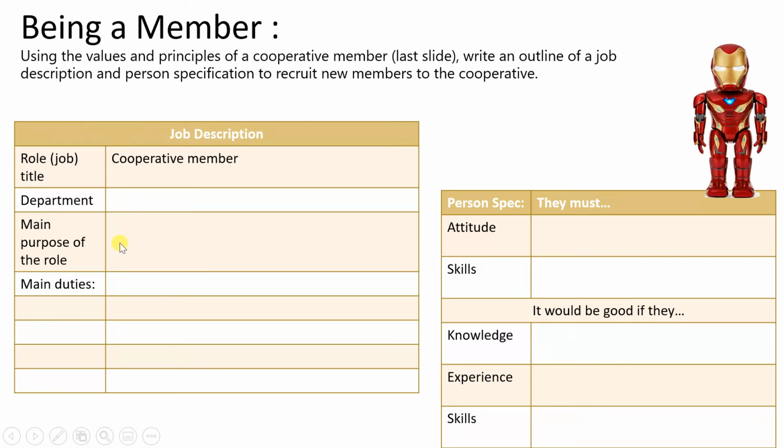So your job is now to complete these two: the job role, cooperative member, the department, cooperative, main purpose of the role. Is to actually be an investor and to run the business, and you've got main duties to fill in. On the person spec, that's really where you're showing your understanding of the values and principles. So you need to write some detail in there showing all those things from the red and green box in the beginning, putting them in action into this particular person spec, because it's about what type of person they want in their cooperative.